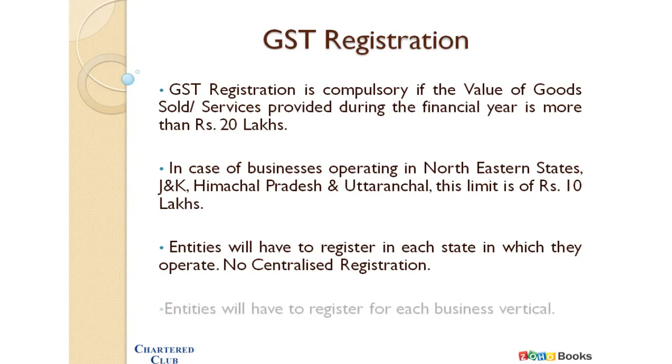Moreover, the entities will have to register separately for each business vertical. I'll again try to explain this with the help of an example. Say I have an office in New Delhi where I am providing CA services. Apart from that, I am also providing HR consulting services, or I am also manufacturing pens. So for these, I will have to register for GST separately for each business vertical. These would be considered as different business verticals.